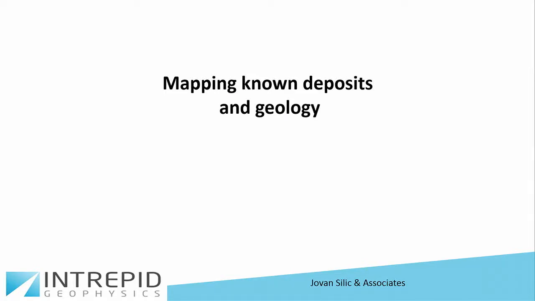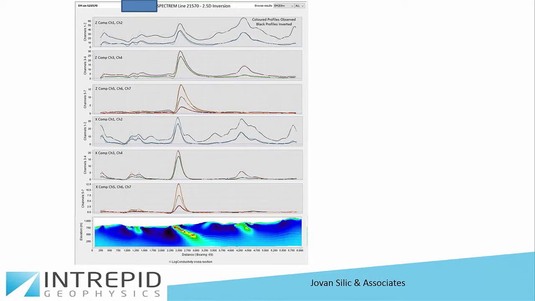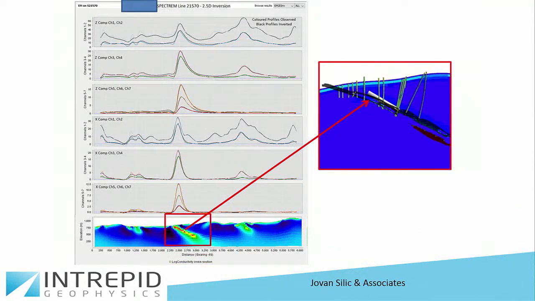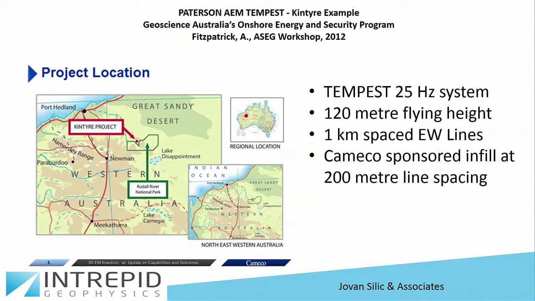Okay, a couple of examples of 2D inversion over known deposits. This is a 2.5D inversion of data, and this is mapping a dipping conductor here, and that's pretty much exactly agreeing with the position of the real drilled conductor. So it was a very clear demonstration that things were in the right place compared to the drilling. So the 2.5D was measuring in this case.